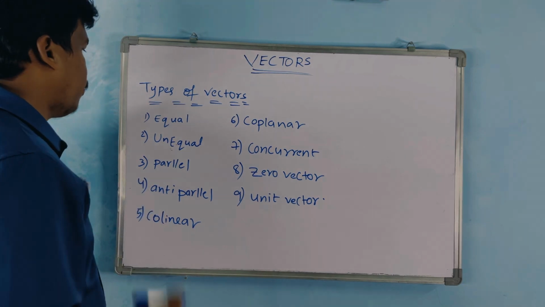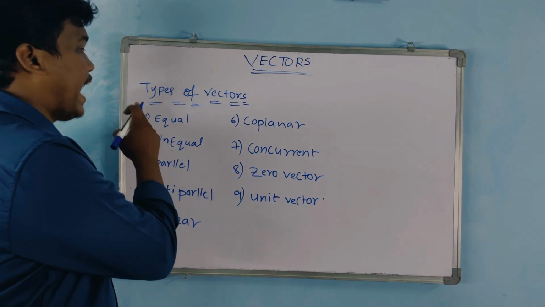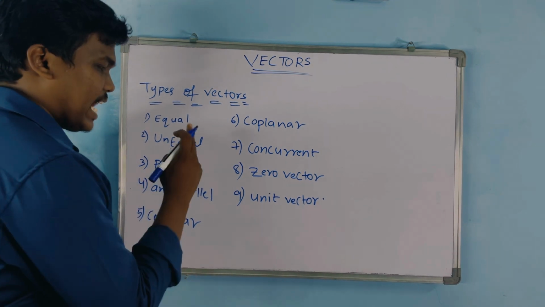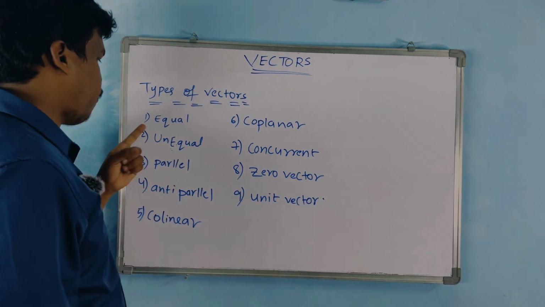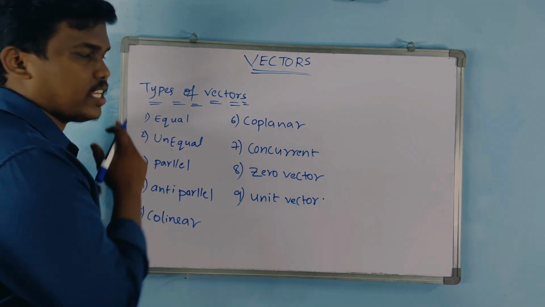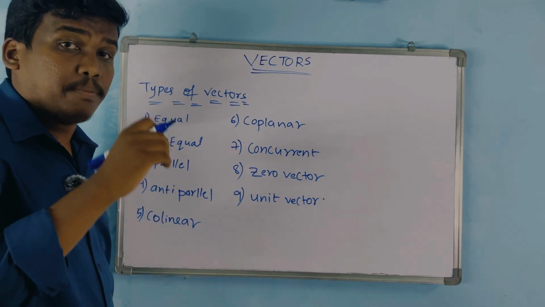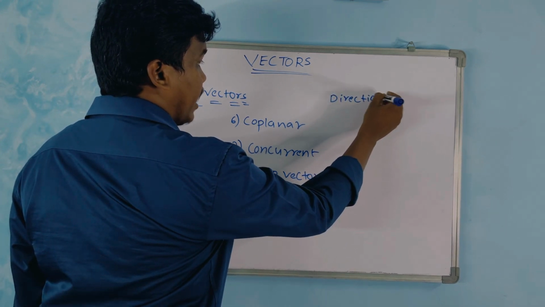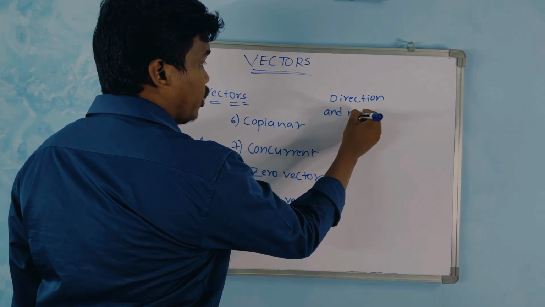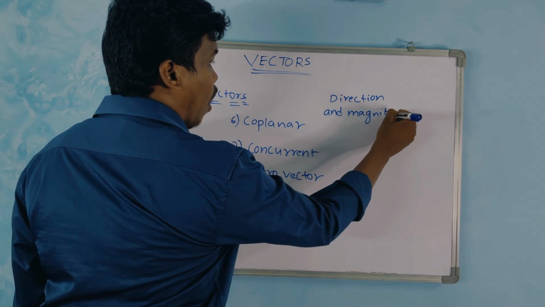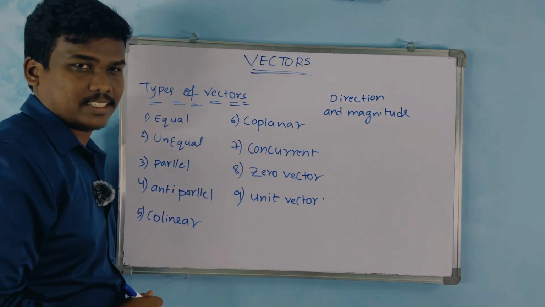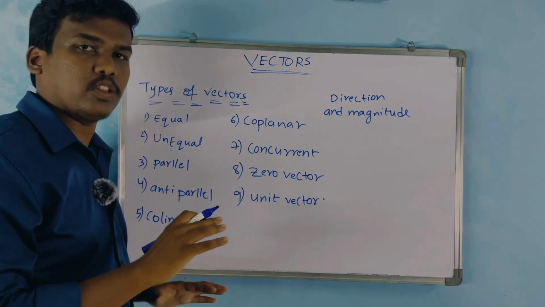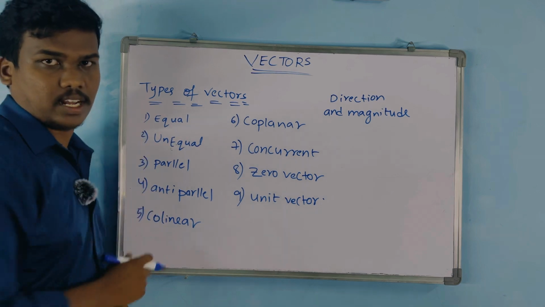Now we are going to learn about types of vectors. How many types of vectors are there? There are 9 types of vectors. First one is equal vectors. What are equal vectors? Equal vectors means the direction and magnitude of two vectors are equal. Their magnitude and direction both are equal. That is called equal vectors.